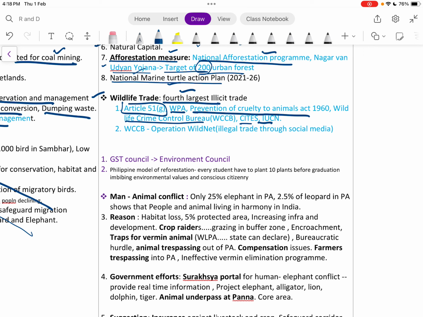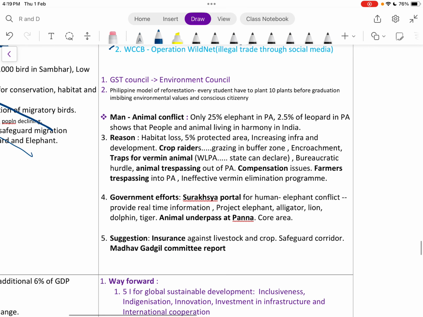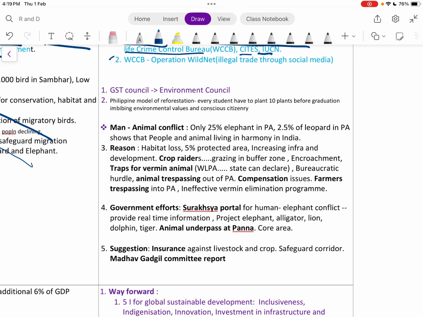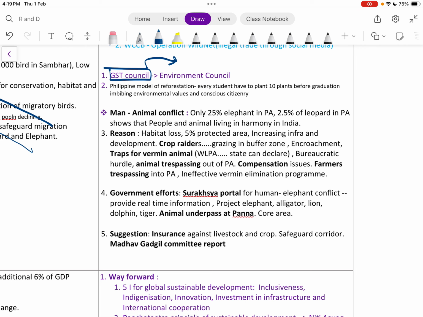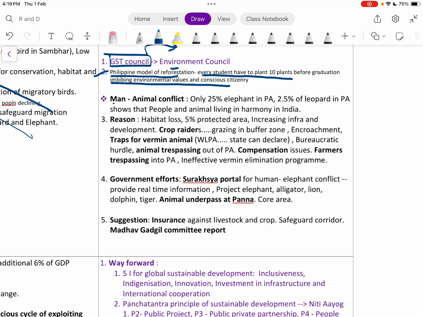Among others. Similar to the GST Council, you also need an environmental council. Philippines model of reforestation: every student has to plant 10 plants before graduation, imbibing environmental values and a conscious citizenry. Talking about man-animal conflict, only 25% of elephants are in protected areas.